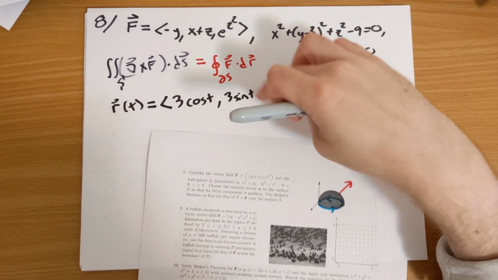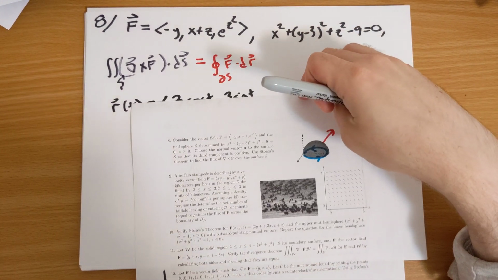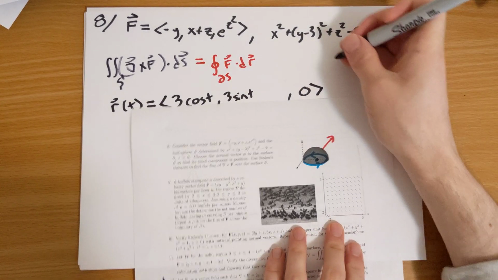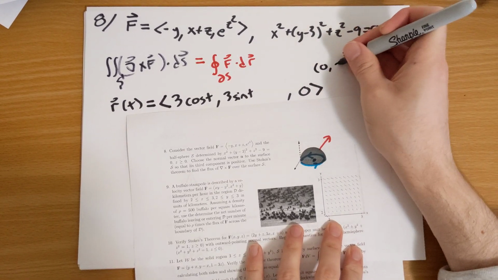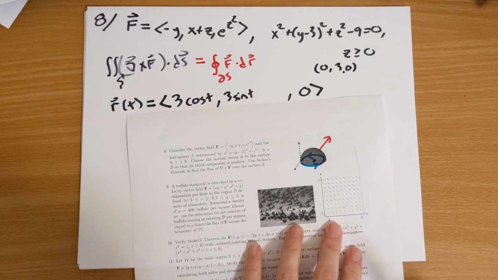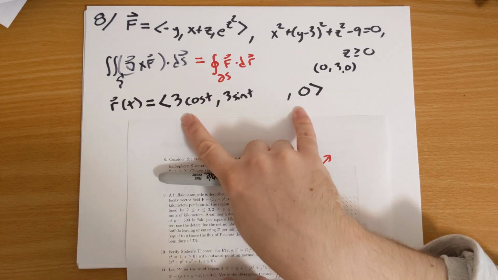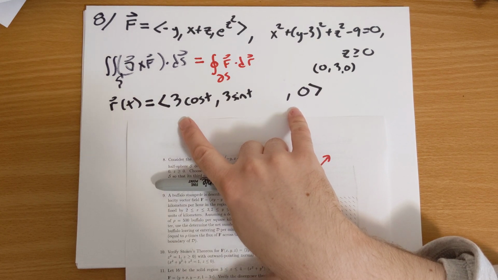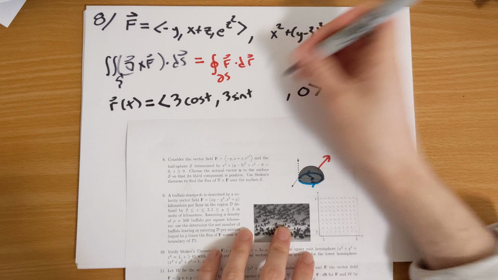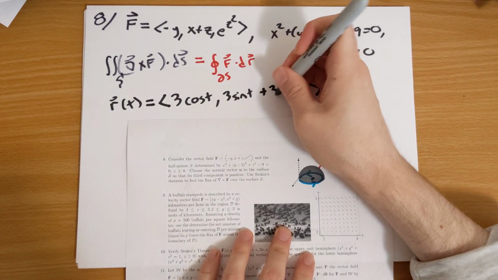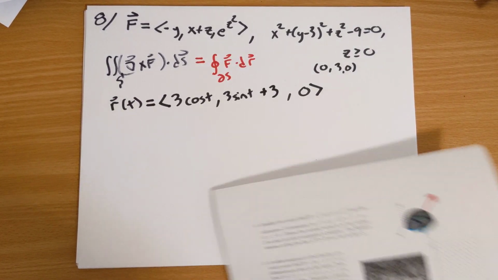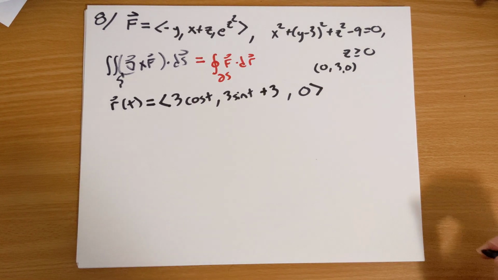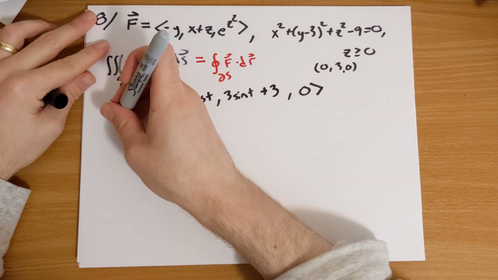But our answer isn't quite this. Why not? Because our circle is centered at the point 0, 3, 0. If we just left it like this, this would be a circle, radius 3 oriented counterclockwise, centered at the origin in the xy plane. But to account for the fact the y coordinate is 3, we need to tack on a plus 3 right there. Okay, so here is our r of t.